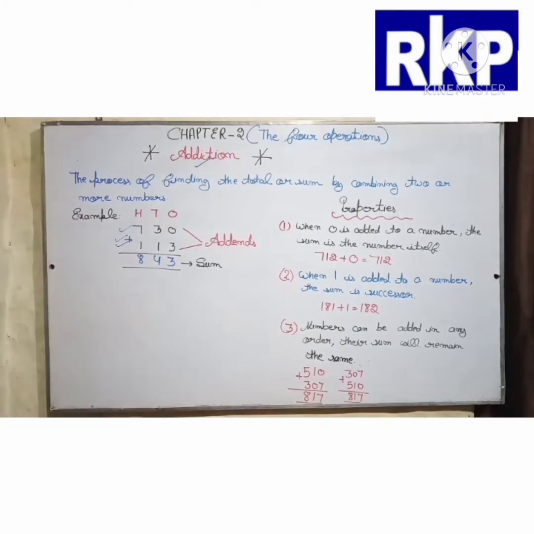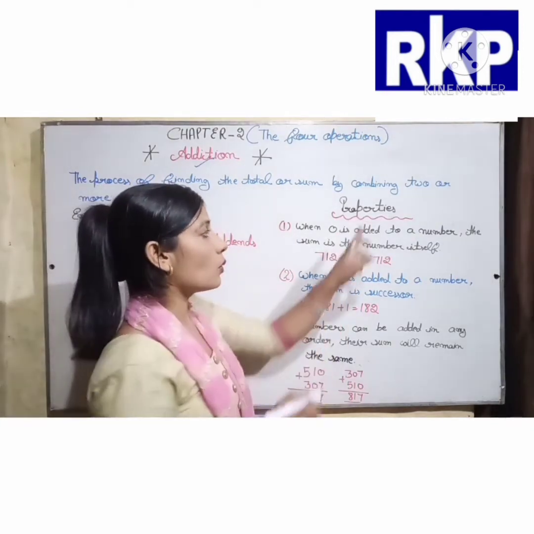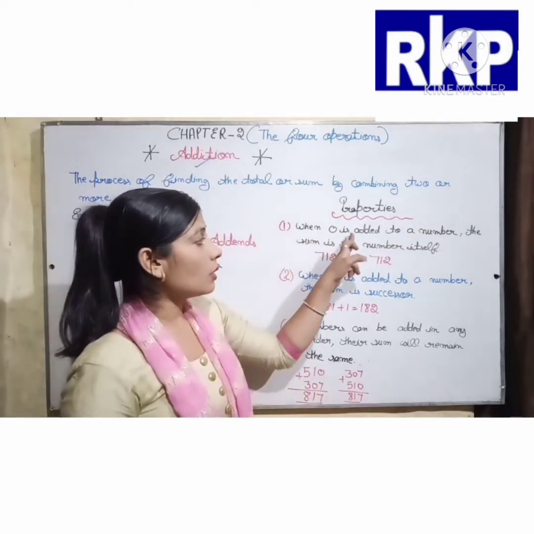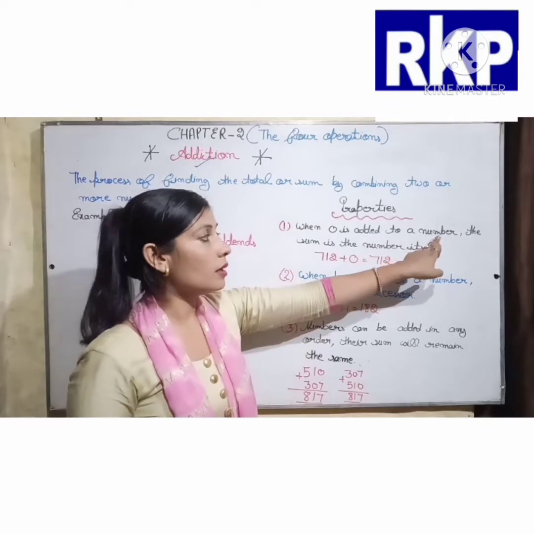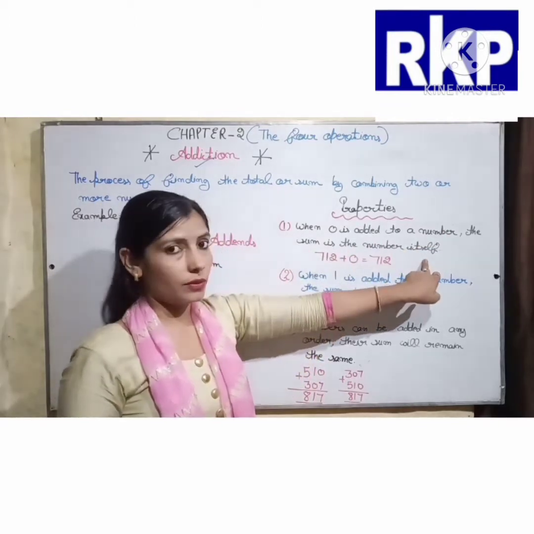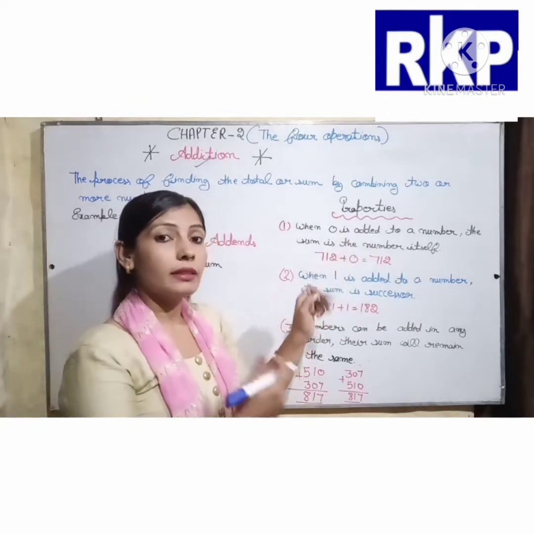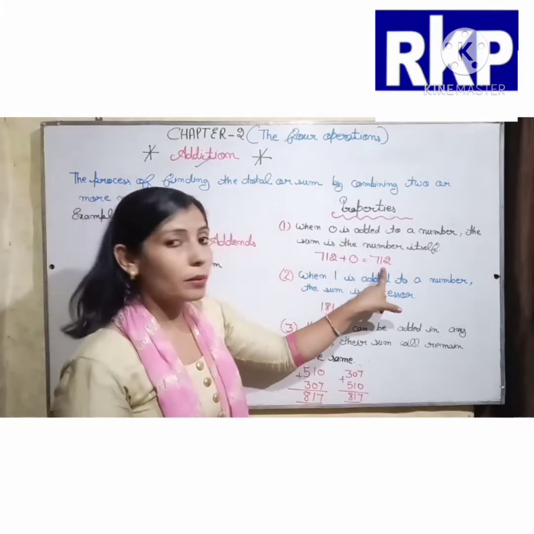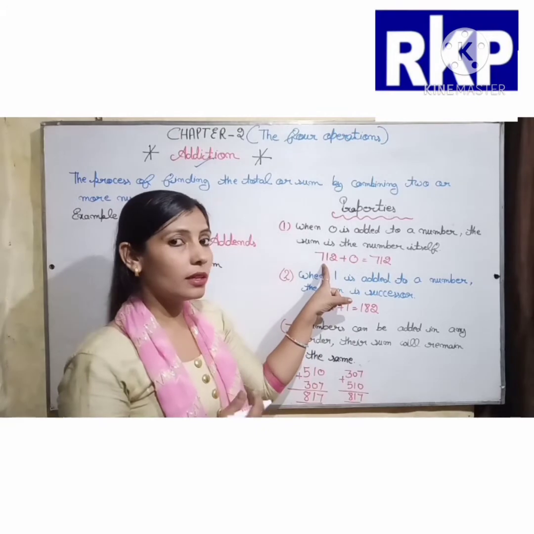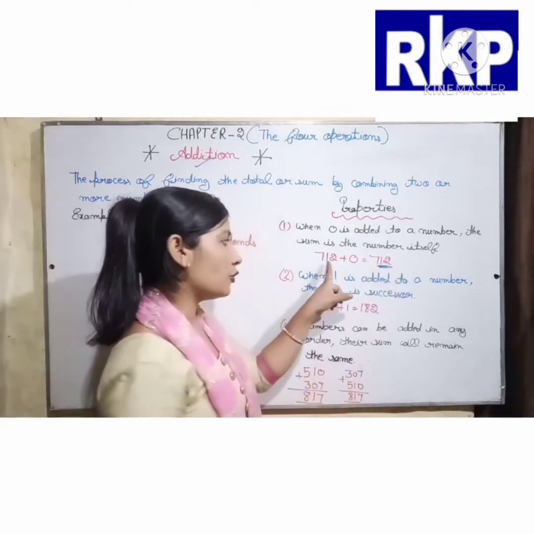Now, students, let us see properties of addition. First property is when 0 is added to a number, the sum is the number itself. When we add 0 to a number, then we get the number itself. If we add 0 to 712, then our answer will be 712.